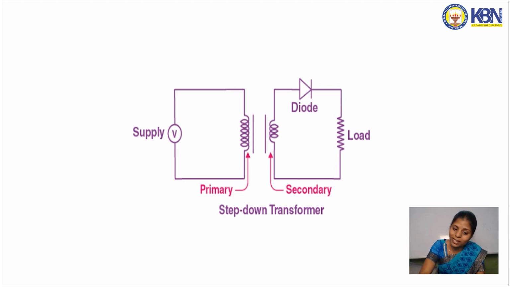Here we are using a step down transformer. These step down transformers are used to step down the input voltage. So here we are giving an input power supply. This power supply is stepped down and then it is given to the diode.